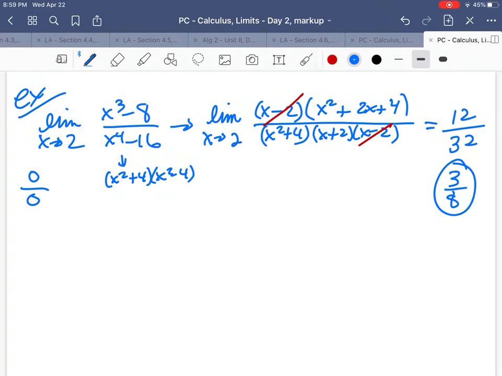Okay, so there you go. Factoring is always a possibility. And remember, if you can't factor, or if somebody asks you for a table, you always have Desmos to do, like I showed you in the last video.